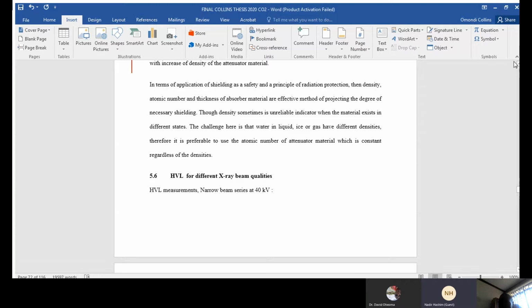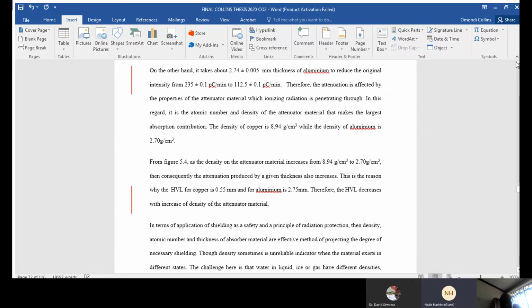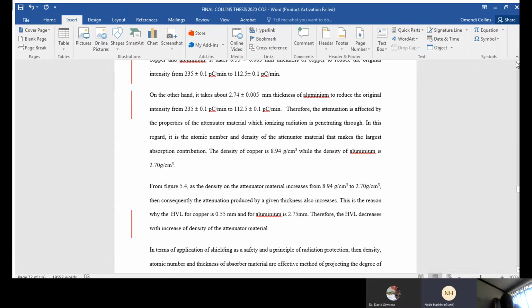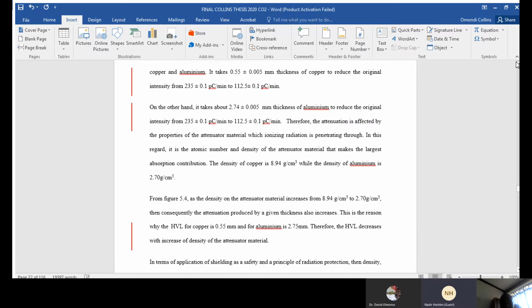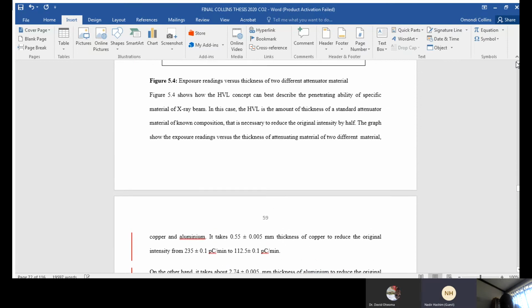Can you go back to the text? I've noted some inconsistencies. Yeah. Okay, there you are. Page 59, the top of the page. You see, when you report 0.55, those are two decimal places. And then plus or minus, you go to the third decimal. So that is inconsistent. For 0.55, you need another digit on the third decimal to justify the plus or minus 0.005.